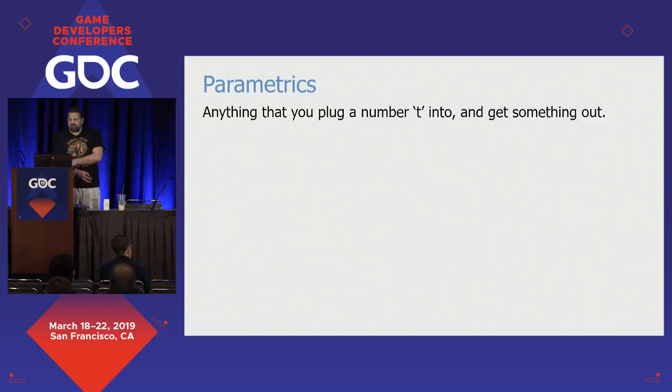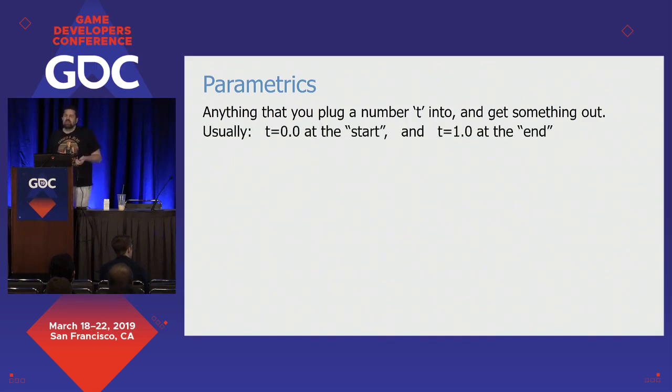So what I mean by parametrics is some kind of function that you plug in a t, usually just a number like a float, typically from 0 to 1, and you get something out, right? And we often use it from 0 to 1, where 0 is at the start and 1 is at the end. So this might be something that we change that t over time, right? And that's where t, I'm assuming, comes from.